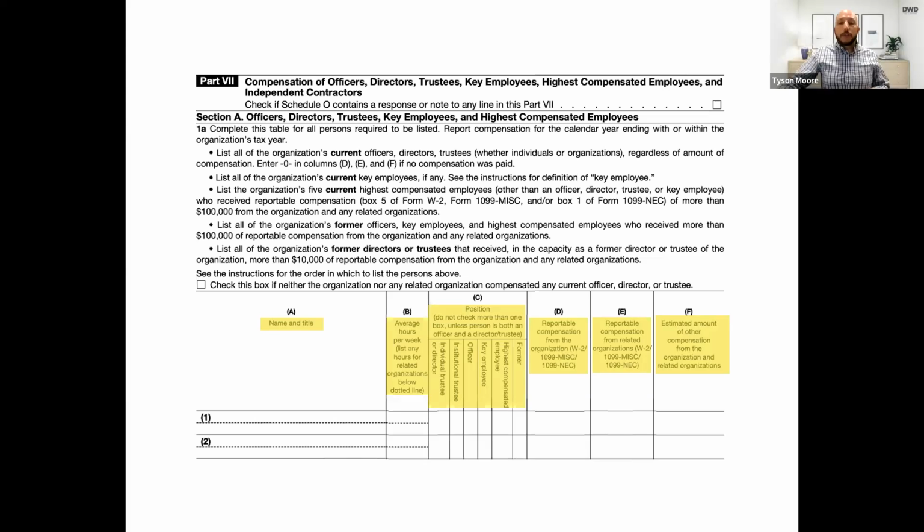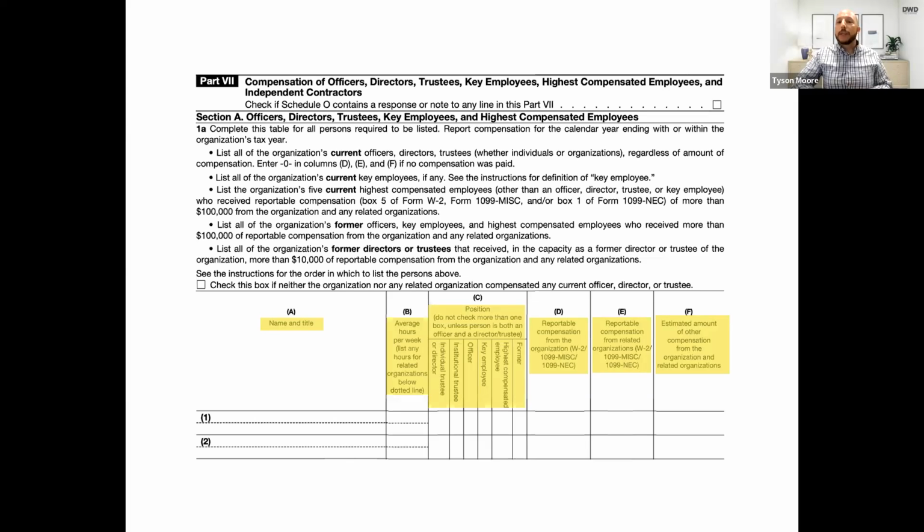And then what position do they hold? Are they an individual board member, individual director, trustee, or officer, or a key employee? So normal board members, if you're just a board member, you're going to check individual trustee or director here. If you're a secretary, a treasurer, a vice chair, a chair, you're going to have the individual trustee box and officer checked because you've been elected to an office position.